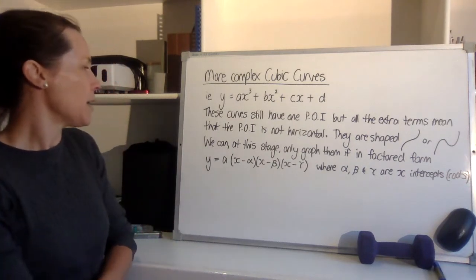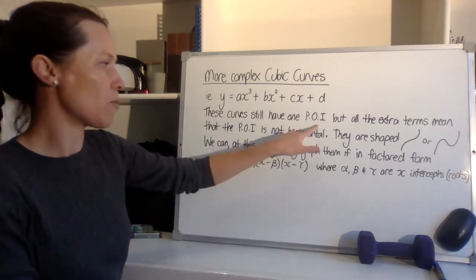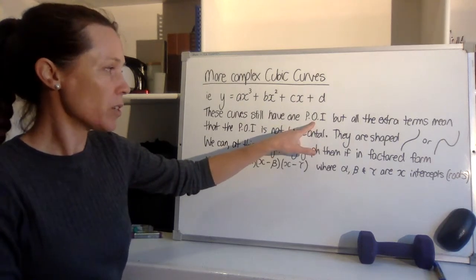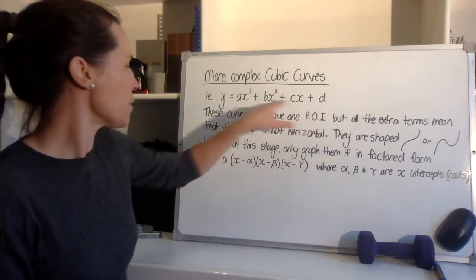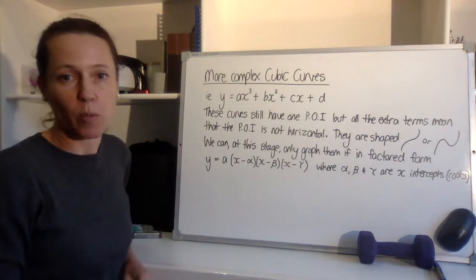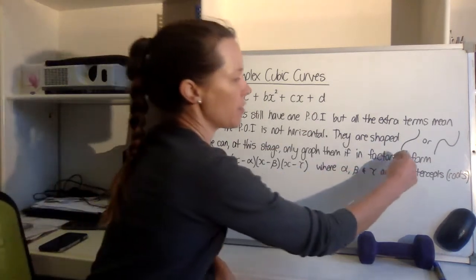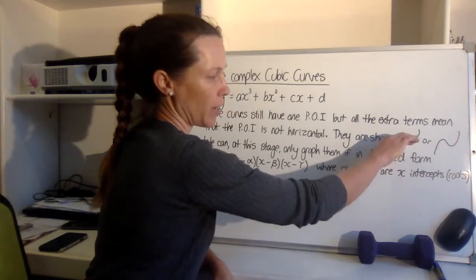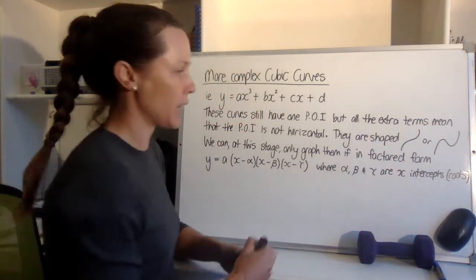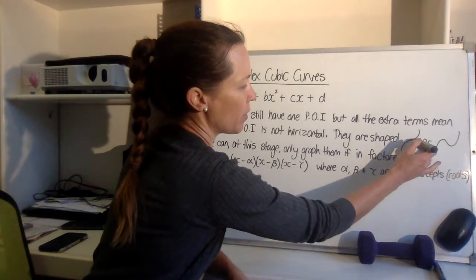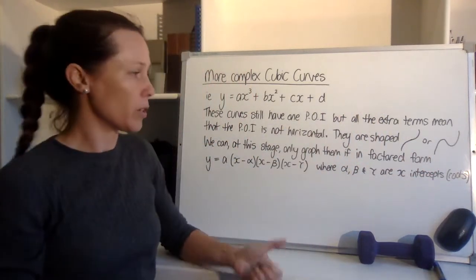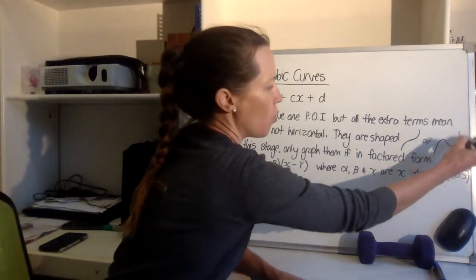Now, these more complex curves still have one point of inflection, but all of these extra terms basically mean that the point of inflection won't be a horizontal one. So they generally are shaped like this, and they'll still have a section with concavity down and concavity up, but here you'll notice the point of inflection is somewhere around about here, and it's not actually a flat spot. Or sometimes they're actually a lot more wobbly than that.